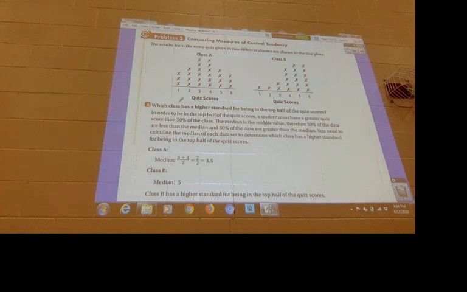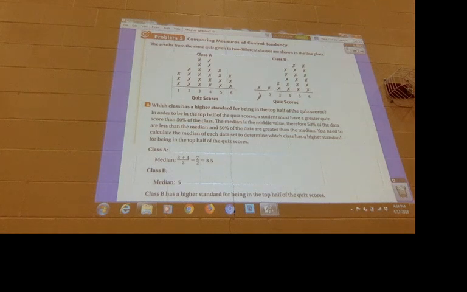Class A. Which class has a higher standard for being in the top half of the quizzes shown? Class A or Class B has a higher standard of being in the top half? Class A has more people. I'm asking A or B, and I'm here in fifth hour. I need more answers than that. Look, it's a trick question, A.